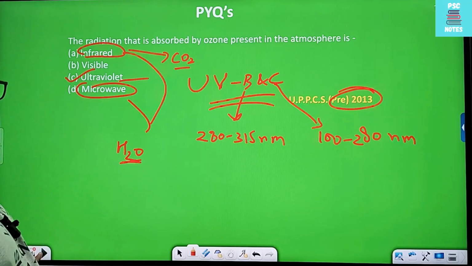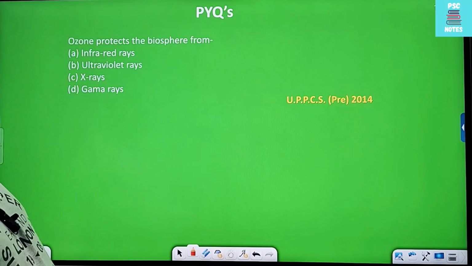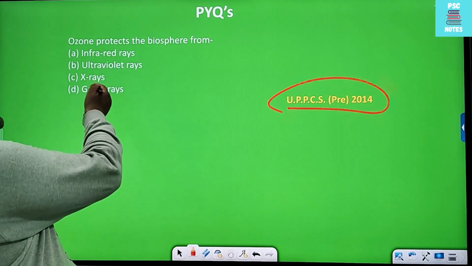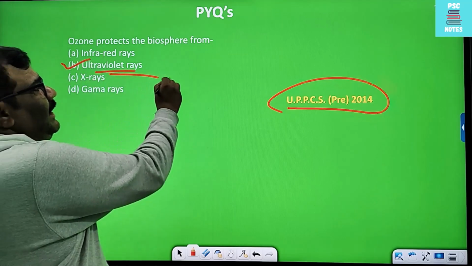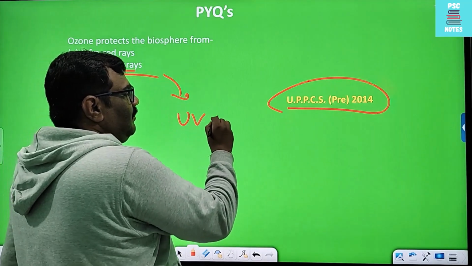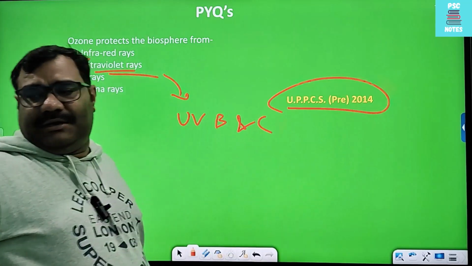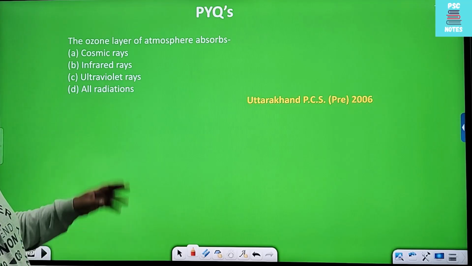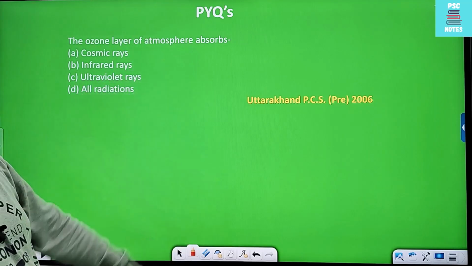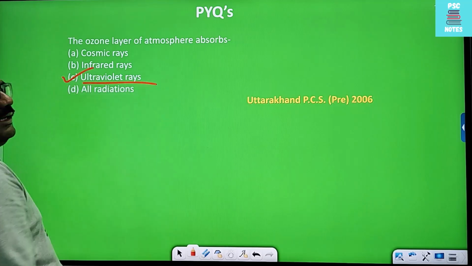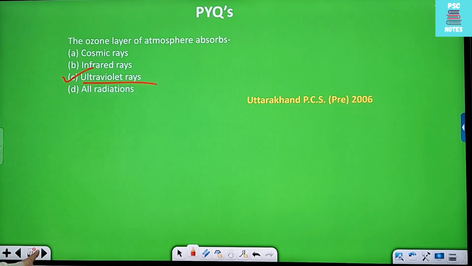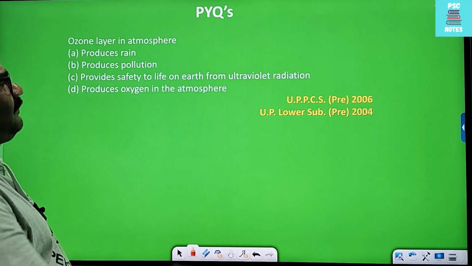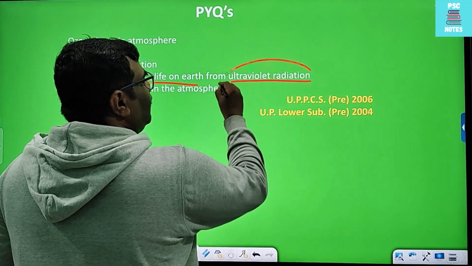Now coming to the next question, which was asked in UPPSC prelims 2014. Ozone protects the biosphere from, we already covered, ultraviolet B and C. Now the next question, asked in Uttarakhand PSC 2016. Again the same: the ozone layer of the atmosphere absorbs ultraviolet rays. Next question: the ozone layer in the atmosphere provides safety to life on the earth from ultraviolet radiation.